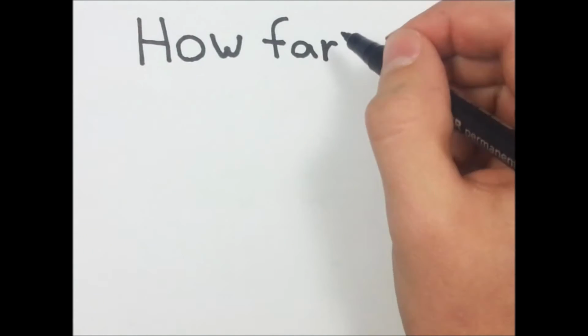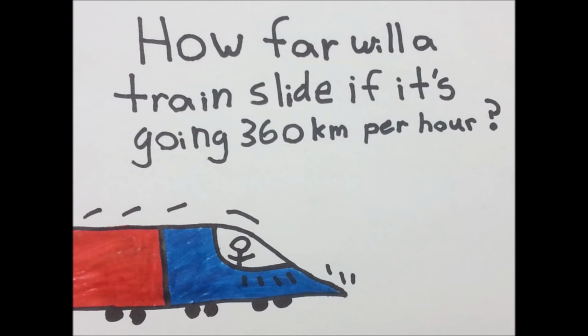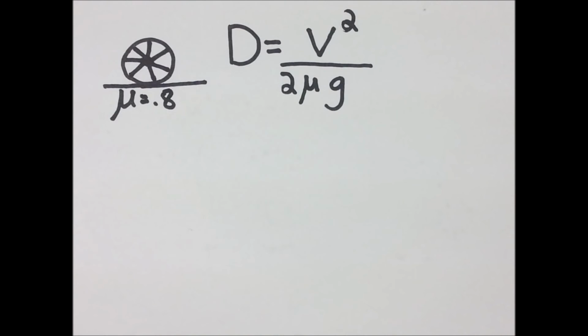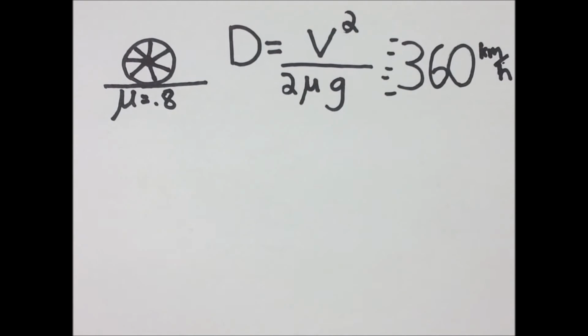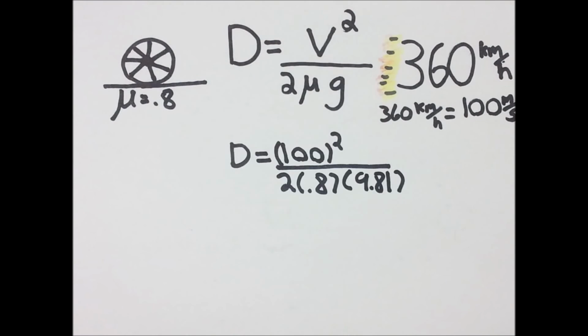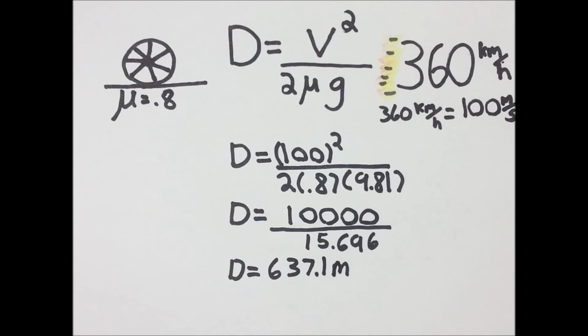Now that we know how to use the equation, let's use it. How long will it take a high-speed train traveling at 360 kilometers per hour to stop? The coefficient of friction of the steel wheel on the steel track is about 0.8. So if you punch that into the formula, you get 637.1 freaking meters.